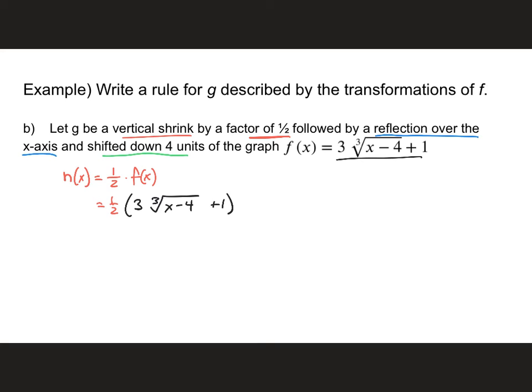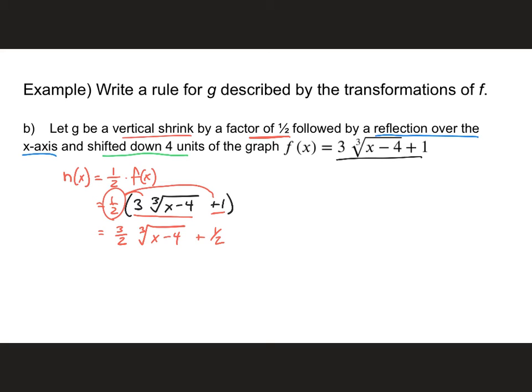Okay, and then what I'm going to do is simplify this expression. When I simplify, I need to remember the distributive property, so I need to multiply by both terms. Remember, the 3 times the third root of x minus 4 is one term, and the plus 1 is the other term that I need to multiply by. So when I simplify this down, I get 3 over 2 times the third root of x minus 4 plus 1/2.